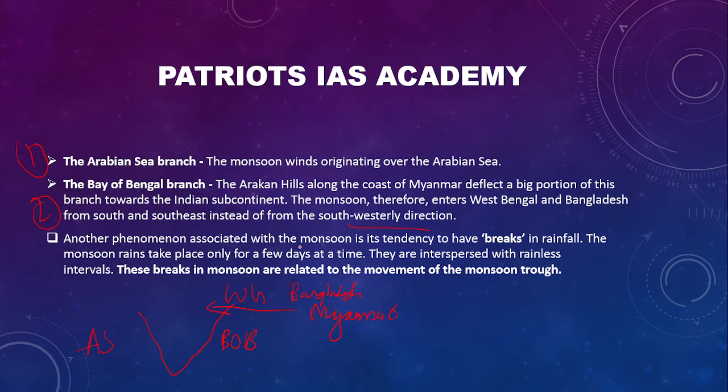Another phenomenon associated with the monsoon is its tendency to have breaks in rainfall. The monsoon rains take place only for a few days at a time. They are interspersed with rainless intervals. These breaks in monsoon are related to the movement of the monsoon trough.